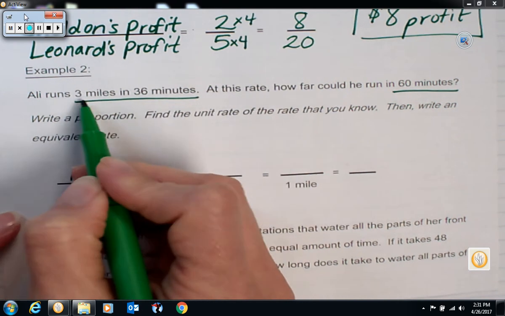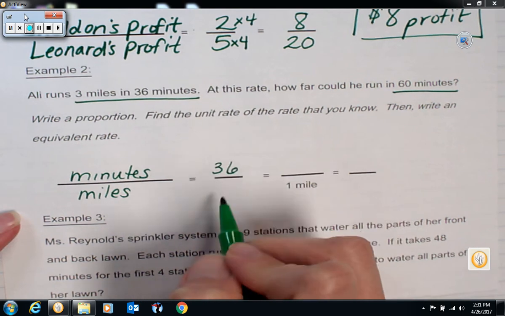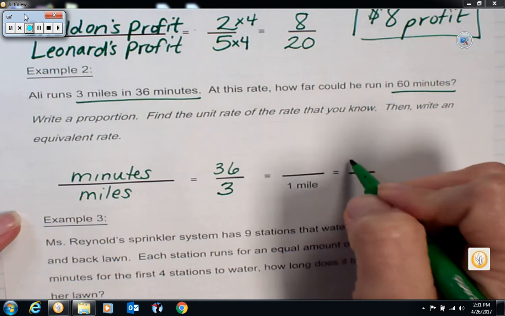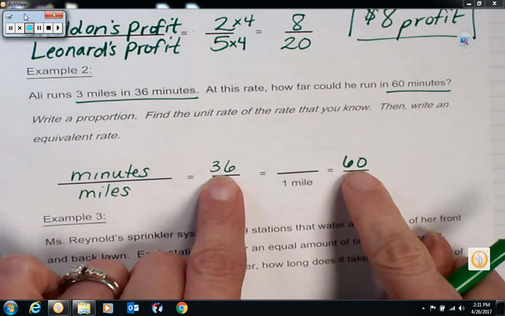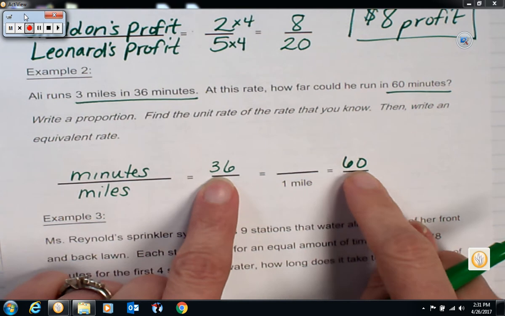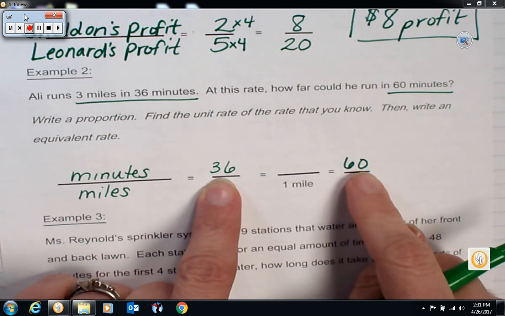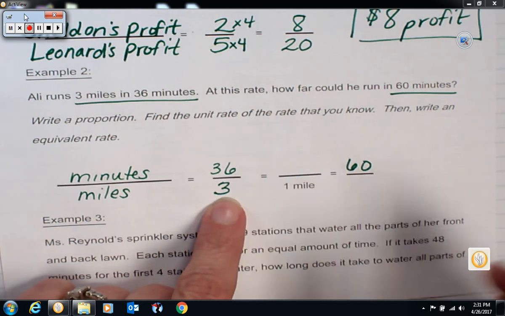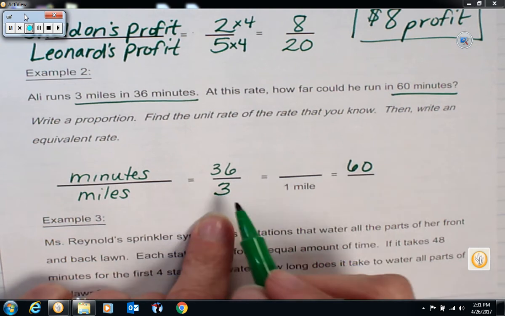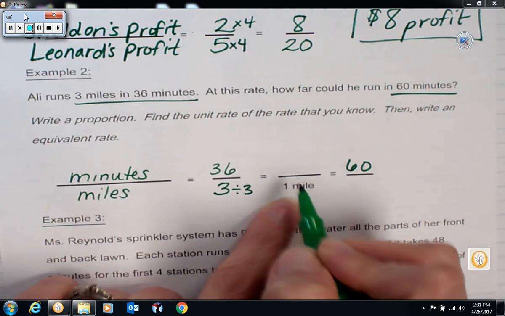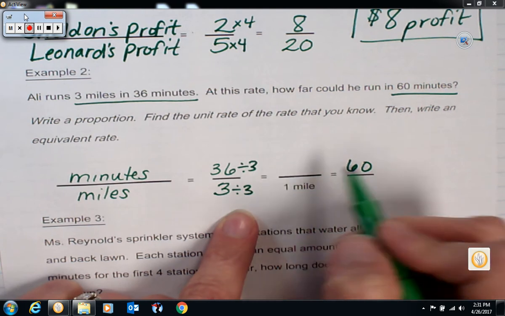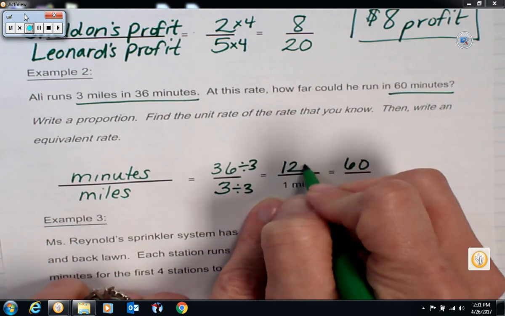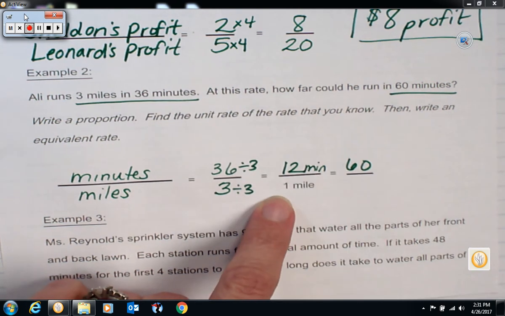So the rate that's given to me is 36 minutes. He can run 3 miles. Now the rate that I'm looking to solve is for 60 minutes. But what happens is that 36 doesn't go into 60 an equivalent amount of times. But if I simplify this rate, 36 to 3, to find the unit rate, which we've already practiced doing over the last few days, 3 divided by 3 is 1. 36 divided by 3 is 12. So then the equivalent unit rate would be that there are 12 minutes passed for every 1 mile.